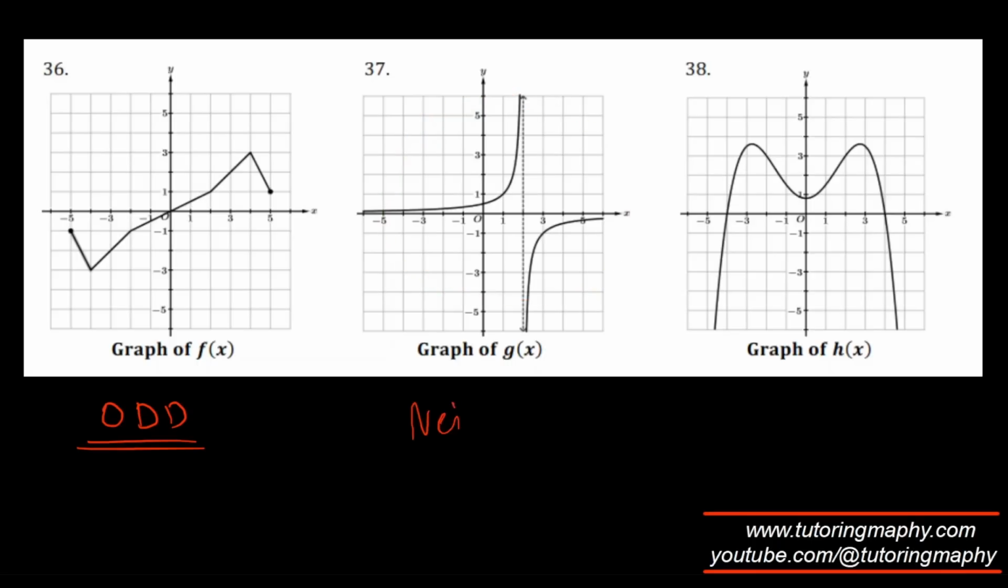So this is odd. This is obviously neither symmetric about the y-axis nor symmetric about origin. So this is neither. And this is clearly symmetric about the y-axis because if you put a mirror on the y-axis, it will basically form its mirror image. And yeah, it is a mirror image. So this is an even function. It's a clear overlap.